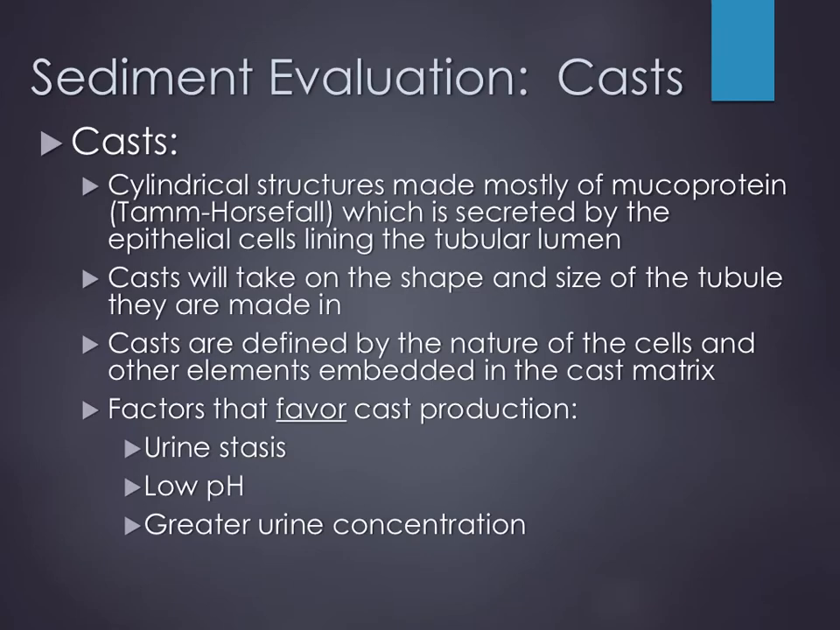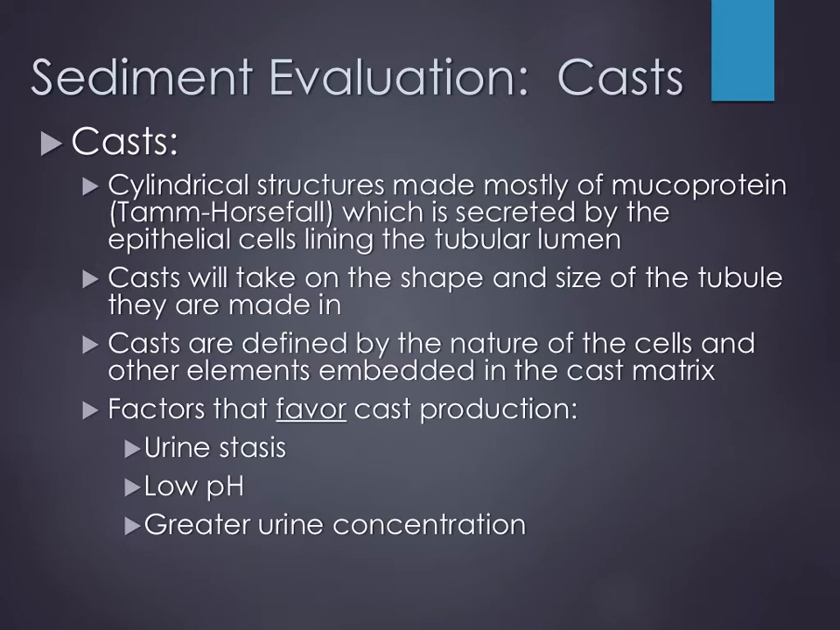We're moving on to urine casts now. These are cylindrical-shaped structures made mostly of mucoprotein, which is secreted by the epithelial cells which line the tubular lumen within the GU tract. They typically will take on the shape and size of the tubule that they're made in. So when you think of casts, it's no different than when you make a cast of something. It's using it as a mold. So that's what happens here. This is like a mold of something.